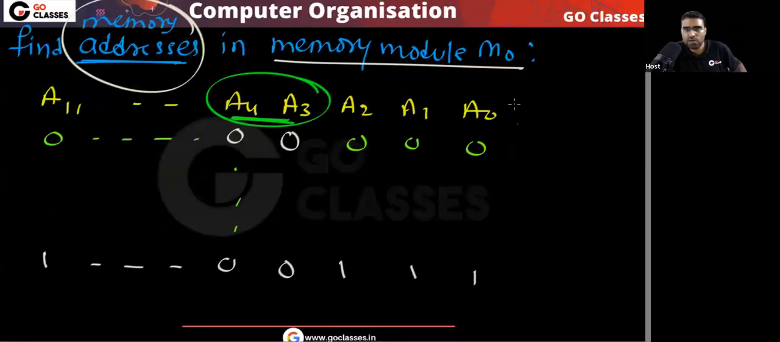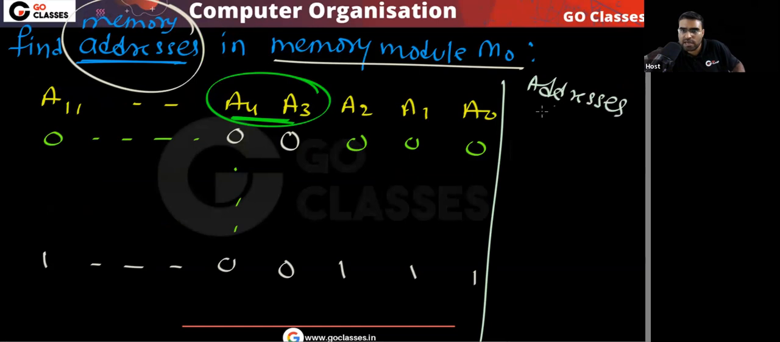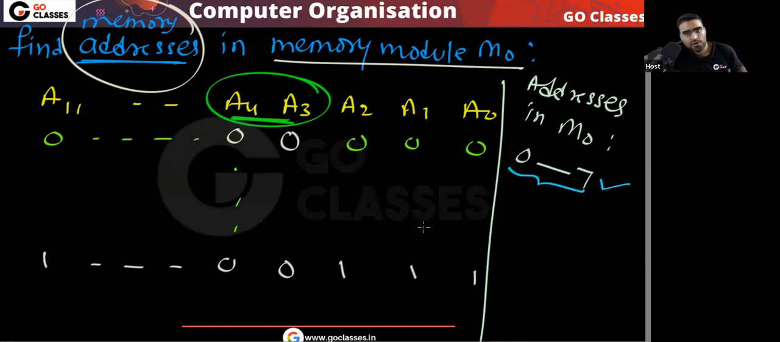For example, let me tell you, in this M0, which addresses will be there? I'm telling you the addresses in M0. For example, these addresses will be there from 0 all the way to 7. Yes or no? Do you agree with me? Addresses in M0, from 0 to 7 will be there, but 8 will not be there. In this M0, 8 will not be there, 9 will not be there, and so on.